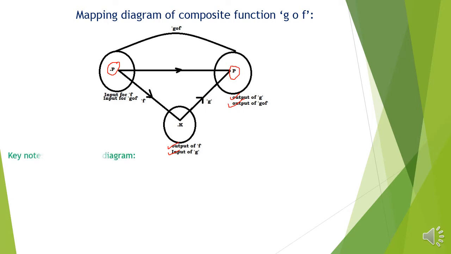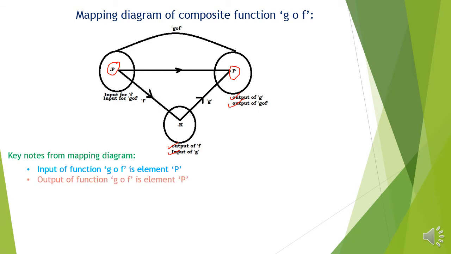Now let's see the key points from this mapping diagram. The input of the composite function gof is p, and the output is also p. Here input is equal to output. If input is equal to output, then student, you have to know that during our revision we already wrote one definition, and that definition is of identity functions. So gof is an identity function, as input and output are the same. Let's move to the next slide.